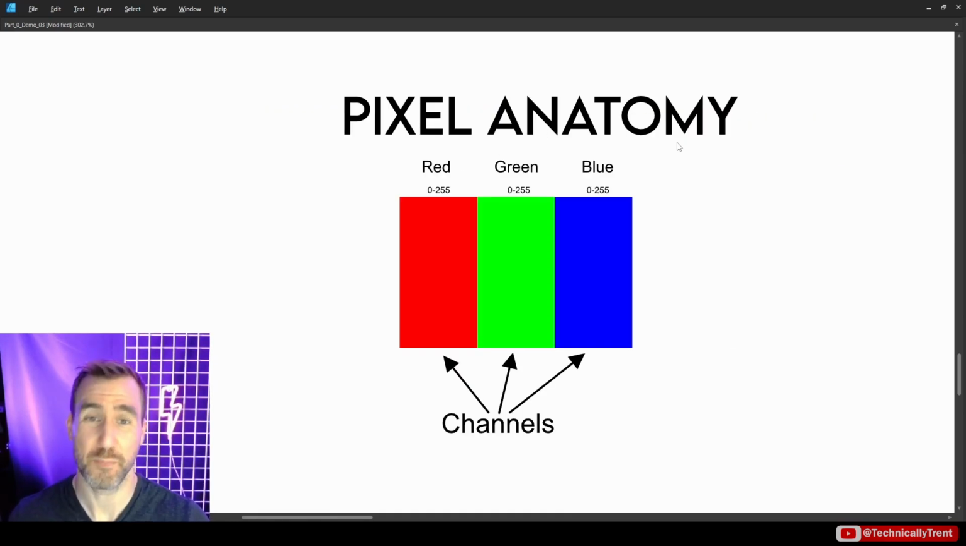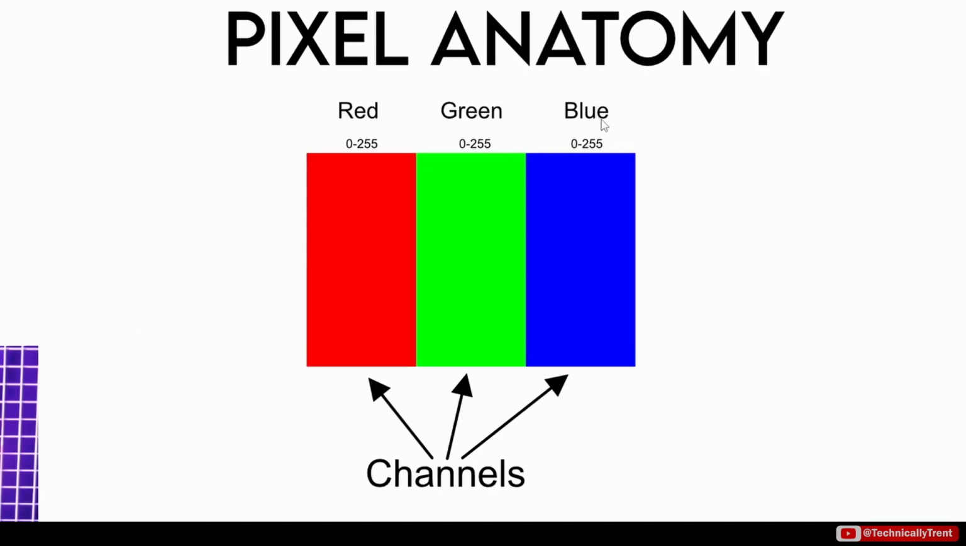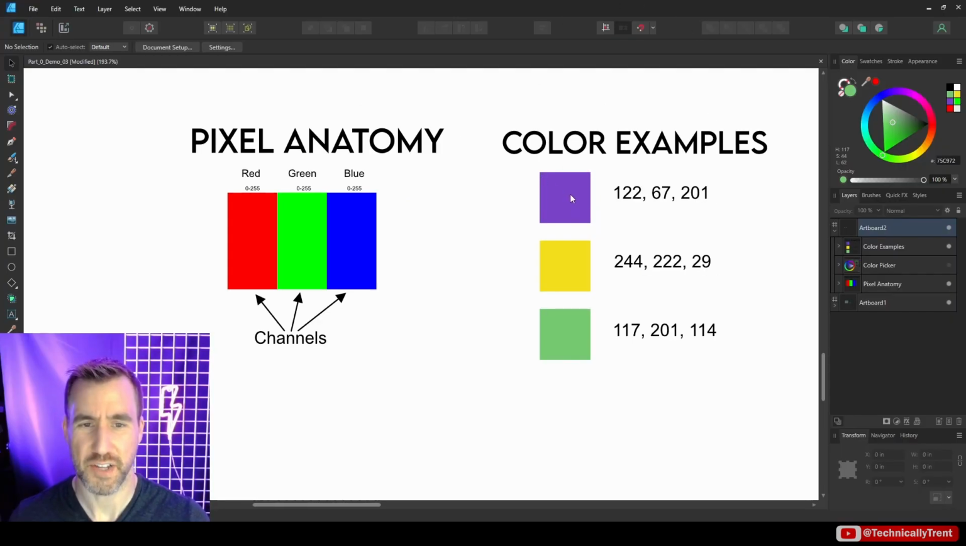Now in terms of what I call pixel anatomy, we can think of each color as having a red, green, and blue component. And these are called the channels. So there's a red channel, a green channel, and a blue channel. And each of these channels can have values in the range of 0 to 255 because that's a byte of data, but we don't need to go into those types of details. So when you look at colors, they're just some combination of red, green, and blue values. So here we have a purple, a yellow, kind of a light green. So this purple is 122 red, 67 green, and 201 blue.